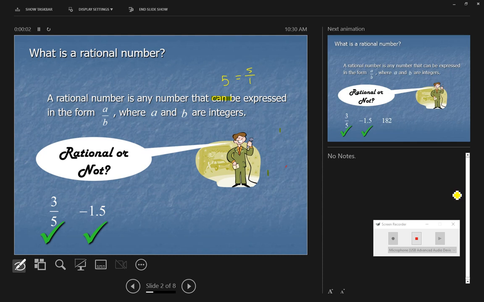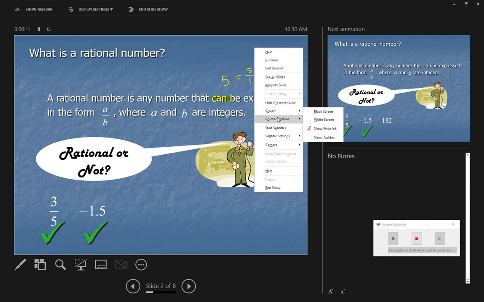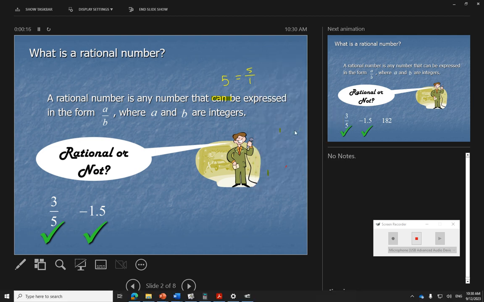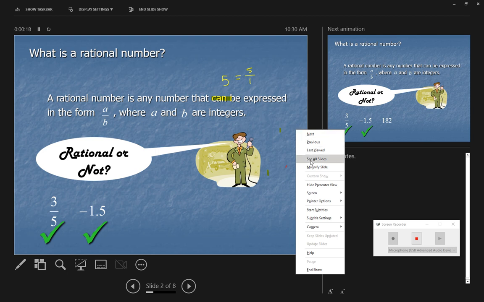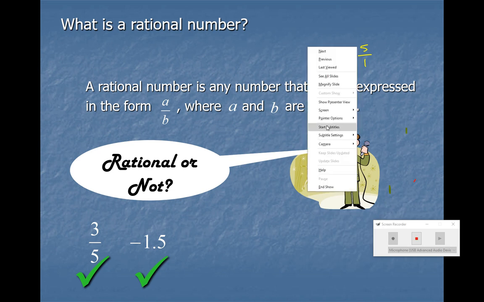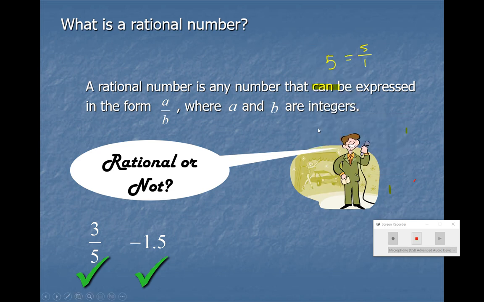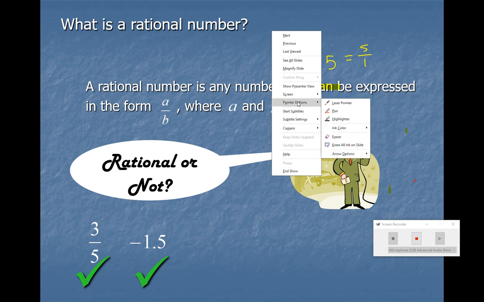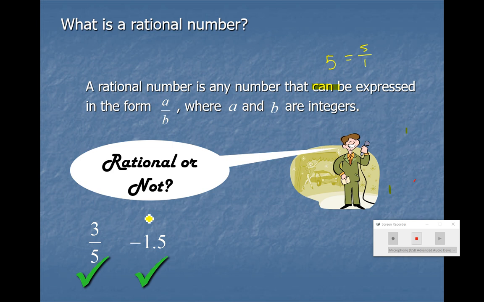Oh, I don't know what just happened. Went into presentation mode. Hide presenter view, good. Pointer options, pen. And ink color, yellow. Okay, good. Now I can write. Now I can get what I want.